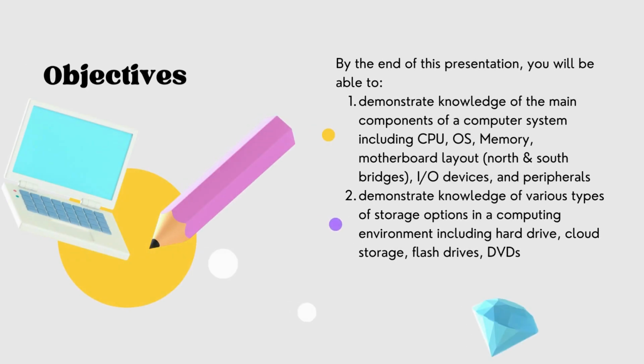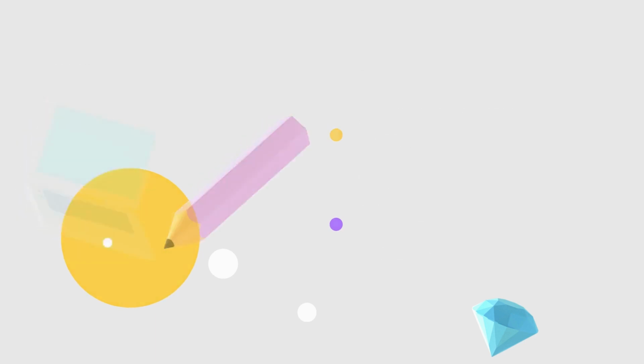By the end of the presentation, you will be able to demonstrate knowledge of the main components of a computer system, including the CPU, the operating system, memory, motherboard layout, input-output devices, and peripherals, as well as demonstrate knowledge of various types of storage options in the computing environment, including the hard drive, cloud storage, flash drives, and DVDs.